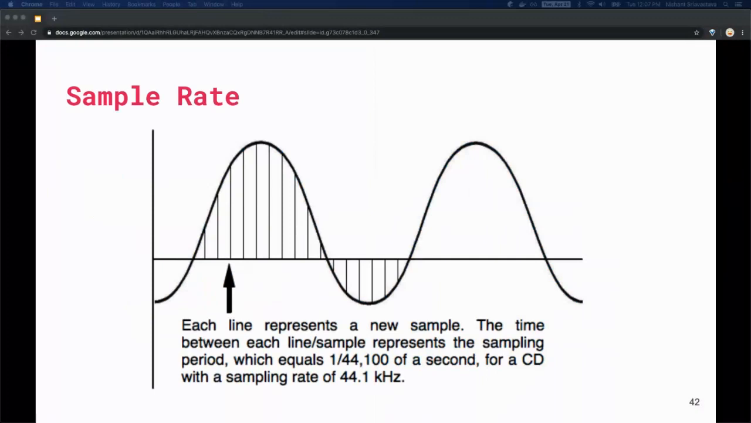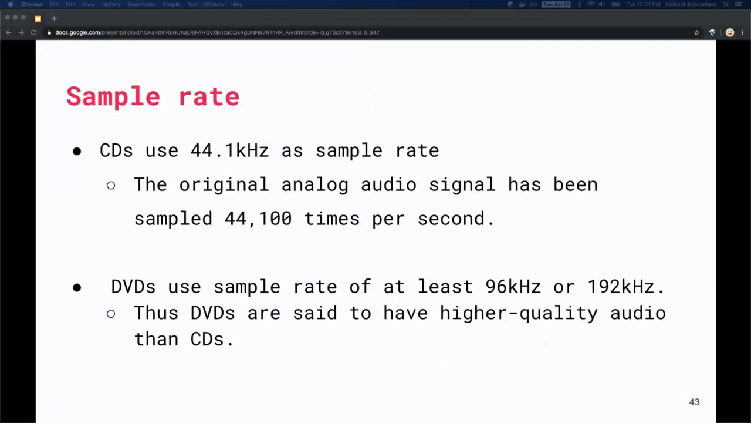When you do it 44,100 times in a second, then we call it the sampling rate of 44.1 kilohertz. And this is how it came down to, for CDs. The original analog signal is sampled 44,100 times per second. So it's 44.1 kilohertz for CDs, right? For DVDs, it goes a bit higher to 96 kilohertz and 192 kilohertz, which is pretty high.